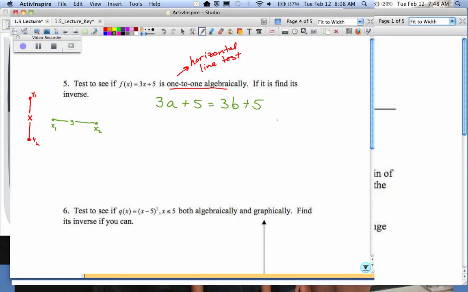By plugging in A and B, they're producing the same output. So what I've written is, for two different inputs, I'm coming up with the same output. That's what 3a plus 5 equals 3b plus 5 says. I've really set this up, haven't I? Okay. Subtract 5 on both sides.